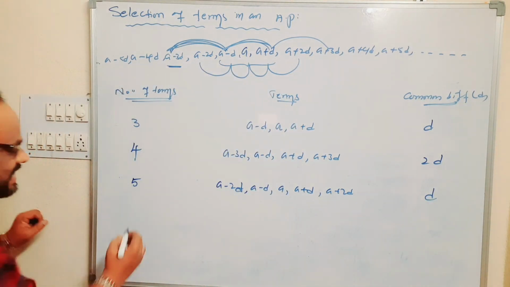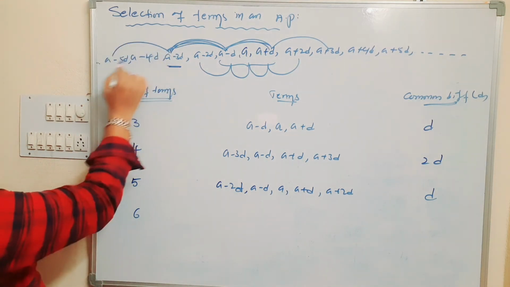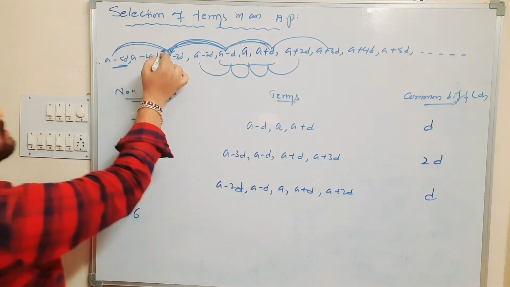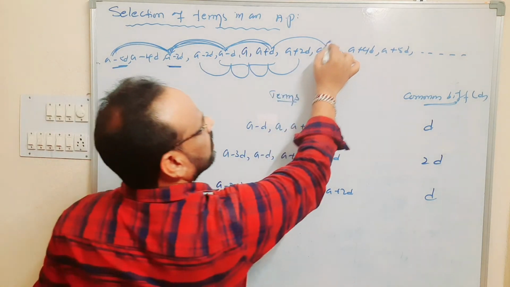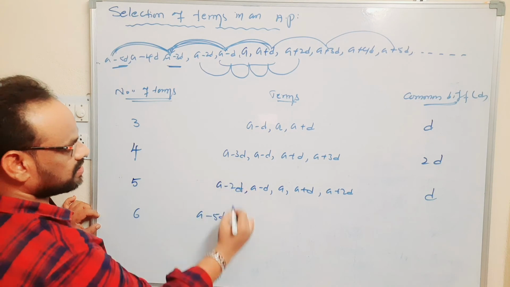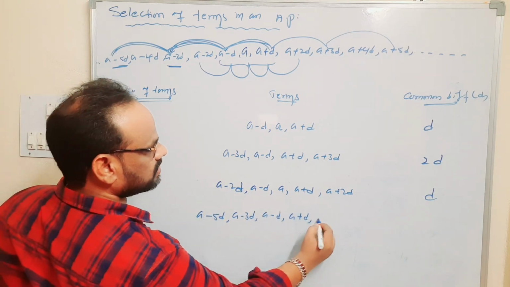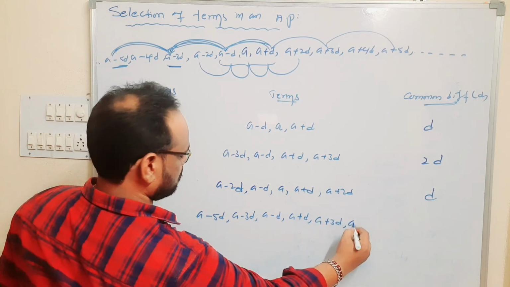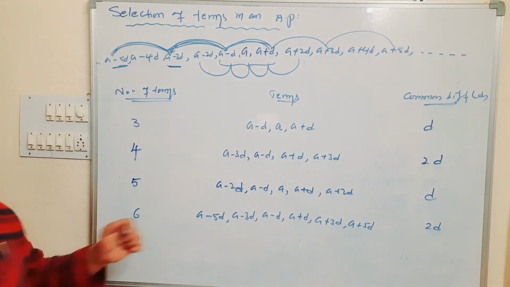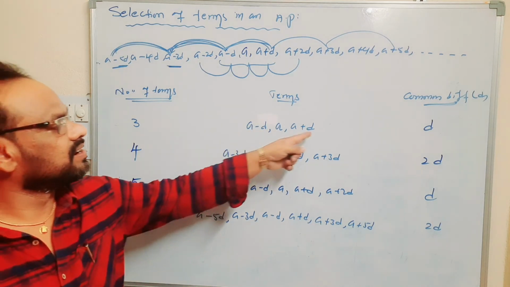If you want 6 terms, again select the terms like this: a minus 5d, a minus 3d, a minus d, a plus d, a plus 3d, and a plus 5d. The common difference here is 2d.